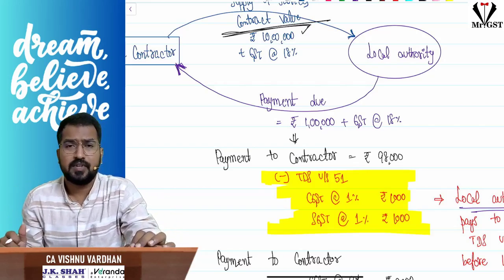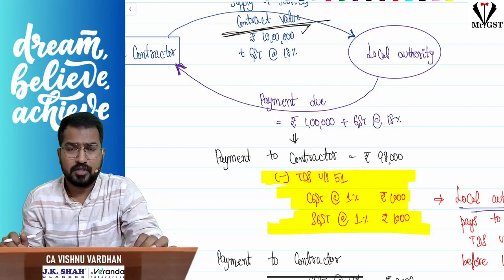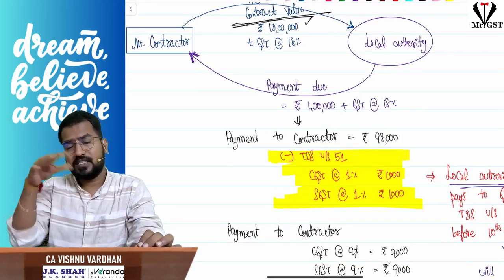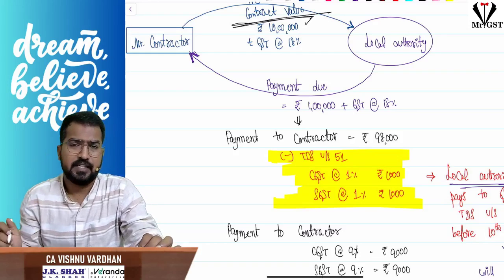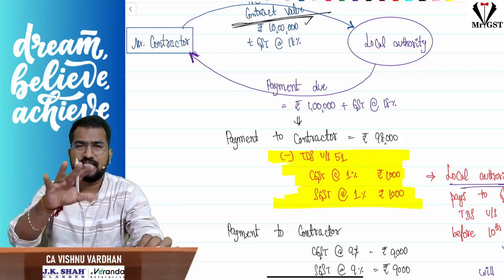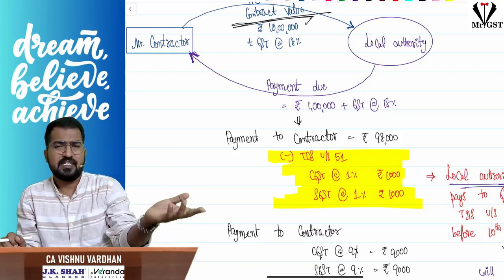So while I ask for the 1 lakh payment plus GST of 18,000, the local authority has to deduct 2% TDS, assuming the CGST, SGST scenario. This is if it is not an interstate supply, that is, CGST and SGST.